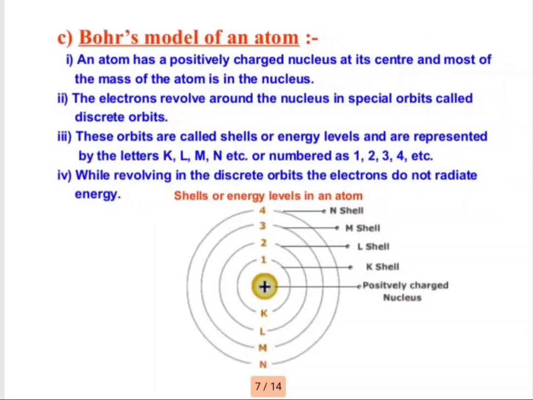Okay. Next we discuss Bohr's model. Bohr improved Rutherford's model. How? He said electrons revolve in fixed orbits. They are called shells K, L, M, and N. Each orbit has a fixed energy. Electrons do not lose energy while revolving. He said electrons move to higher or lower shells by absorbing or releasing energy. These points are very important to remember. Okay.